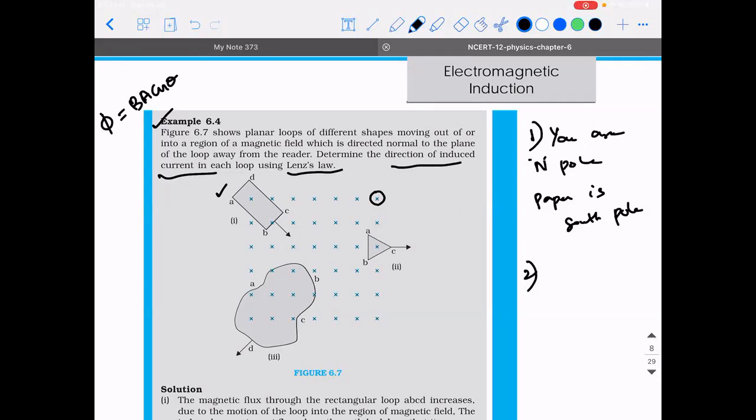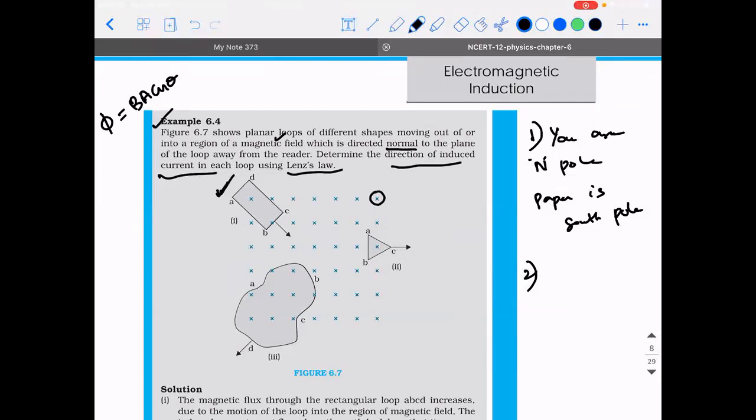They told us it is moving into a region of magnetic field which is directed normal to the plane of the loop. So, the magnetic field is into the plane. What will be the direction of the area vector for this rectangular coil? I told you in the first chapter itself. The area vector is always taken radially outward, in the perpendicular direction. Here it is a two-dimensional shape, so for convenience, I'll take the area vector in the direction of the magnetic field itself.